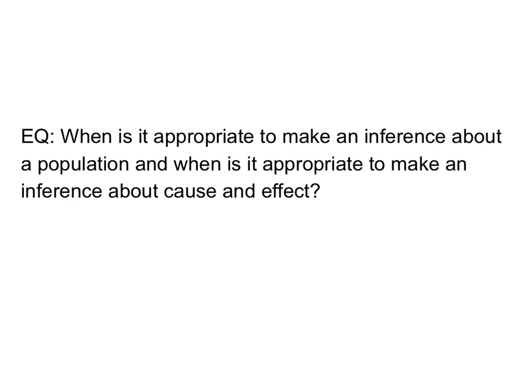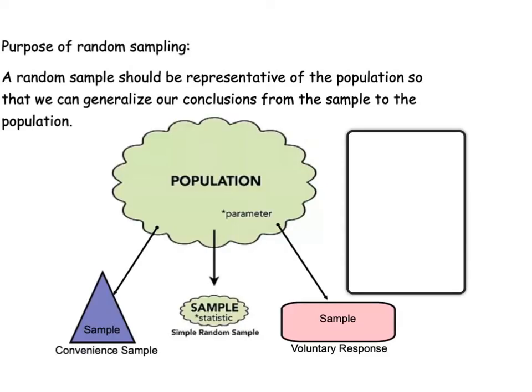In this lesson, we are going to answer when is it appropriate to make an inference about a population, and when is it appropriate to make an inference about cause and effect. So we started this unit with talking about randomness and the importance of randomness. So when it comes to sampling, the whole purpose of randomly sampling is so that your random sample should be representative of the population so that we can generalize our conclusions from the sample to the population.